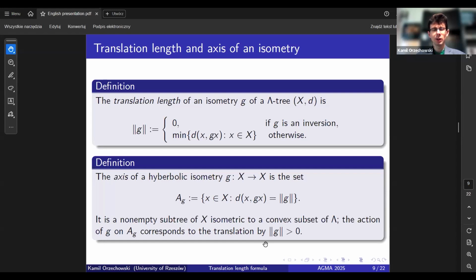Convex means that if A and B belong to the set, the intermediate points also. And under this isometric identification, the action of G on its axis corresponds to the translation by the element norm of G of lambda. And this justifies the terminology, translation length. Let me give two examples.